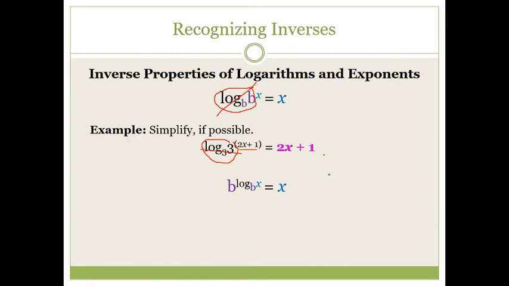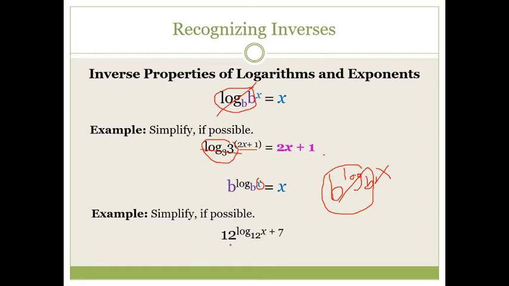Likewise, if I have a base and I'm raising it to a log with that same base, those cancel out and equal 1. And so you just get the exponent here, what it is raised to, so it just equals x as well. So for example, if I have 12 raised to the log base 12 of x, all of this here cancels out. And we're just left with the exponent, which in this case is x plus 7. And so our answer is x plus 7.